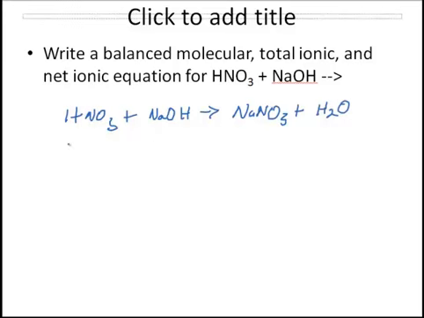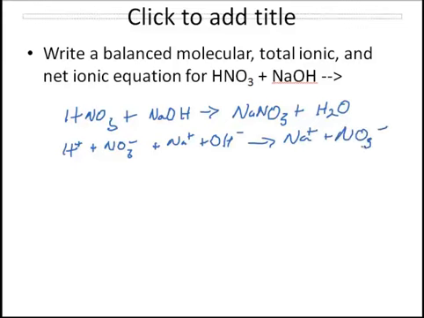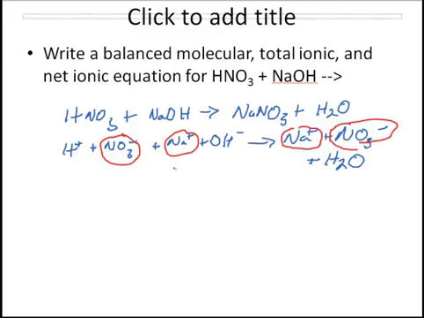So if I write a total ionic equation, this is going to break into some H+ and some nitrate. This is going to break up into sodium and hydroxide. This is going to be sodium and nitrate again. And then last but not least, there's some water there, right? And then for the net ionic equation, we've got to get rid of the spectators, right? So what is the same on both sides? Well, here's our nitrate. That's the same there. That nitrate's the same there. Sodium's the same. So here we have a net ionic equation with a strong acid and a strong base.